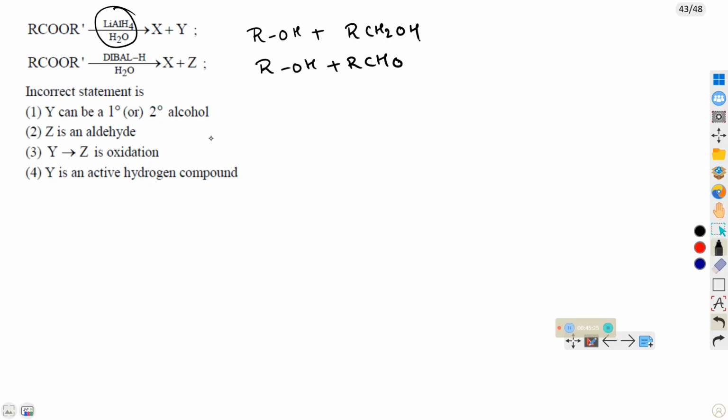Incorrect statement: Y can be 1 degree or 2 degree alcohol. No. This is the wrong statement because Y is always a 1 degree alcohol.